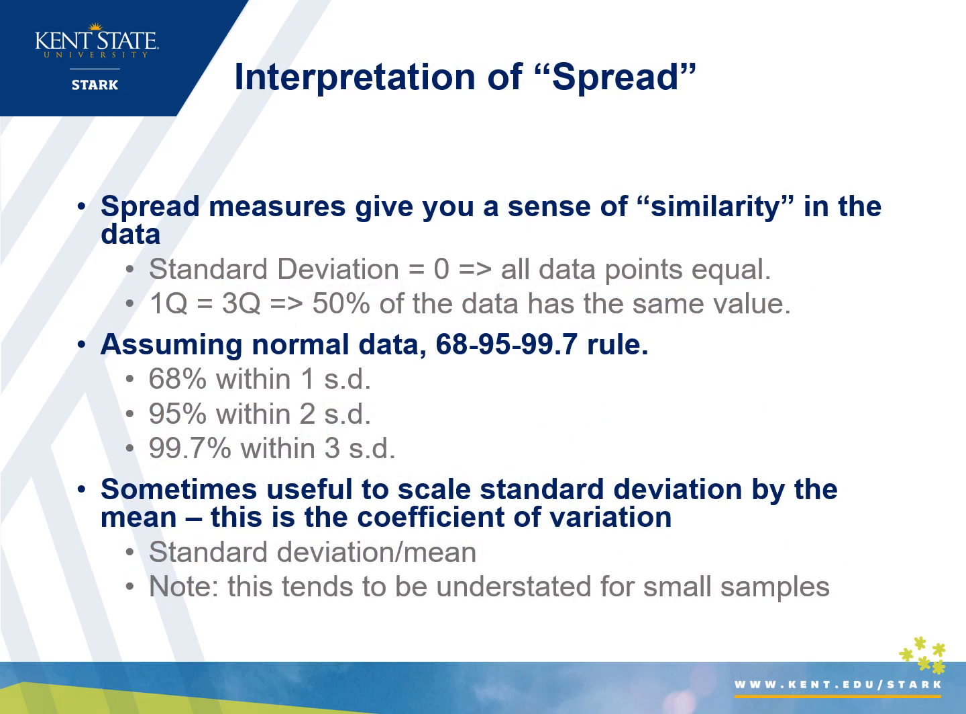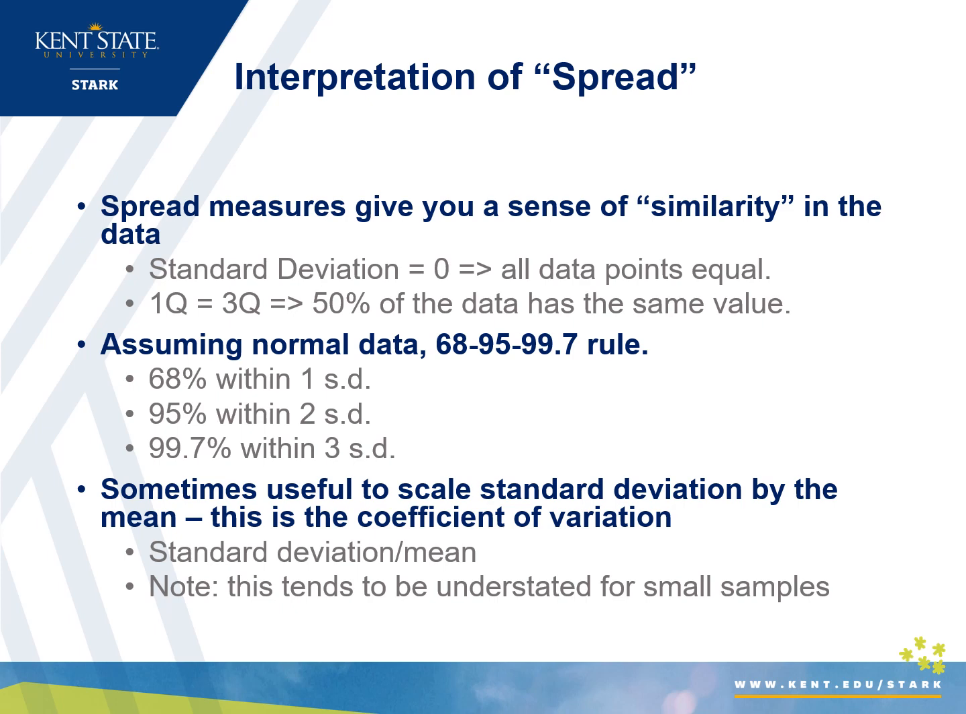Now, just a note about the interpretation of spread. Spread gives you a sense of how similar the data observations within the data are. For example, if every data point is exactly the same, the standard deviation would be calculated to be 0. Similarly, the interquartile range, if that's 0, that tells us that the middle half of the data, at least, has exactly the same value.